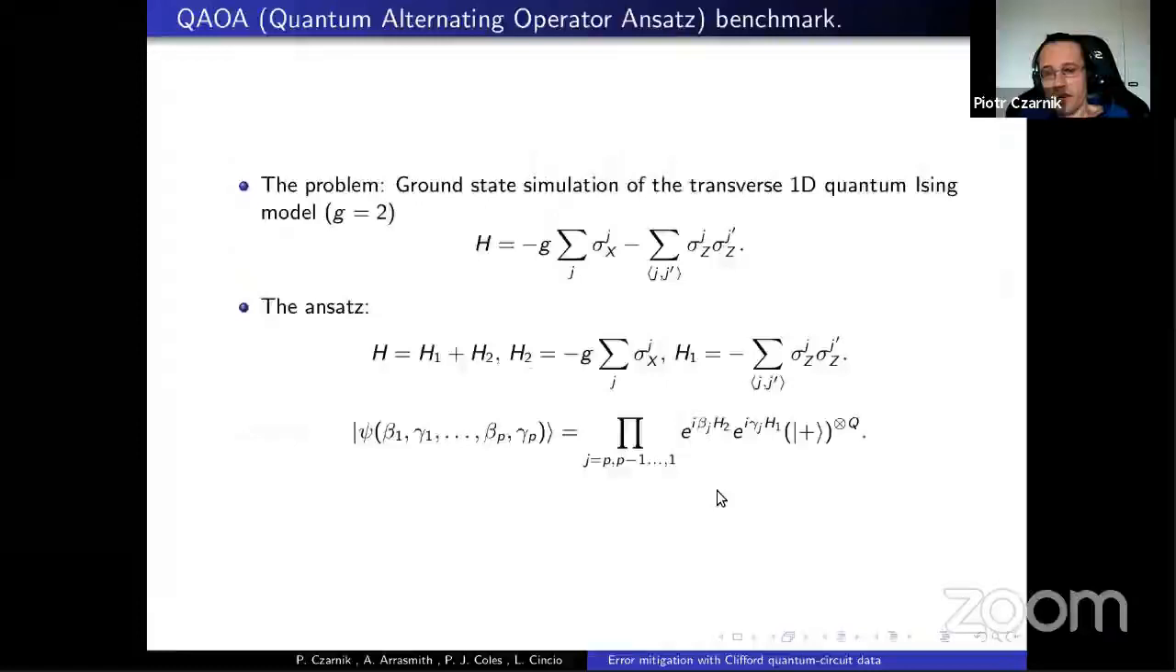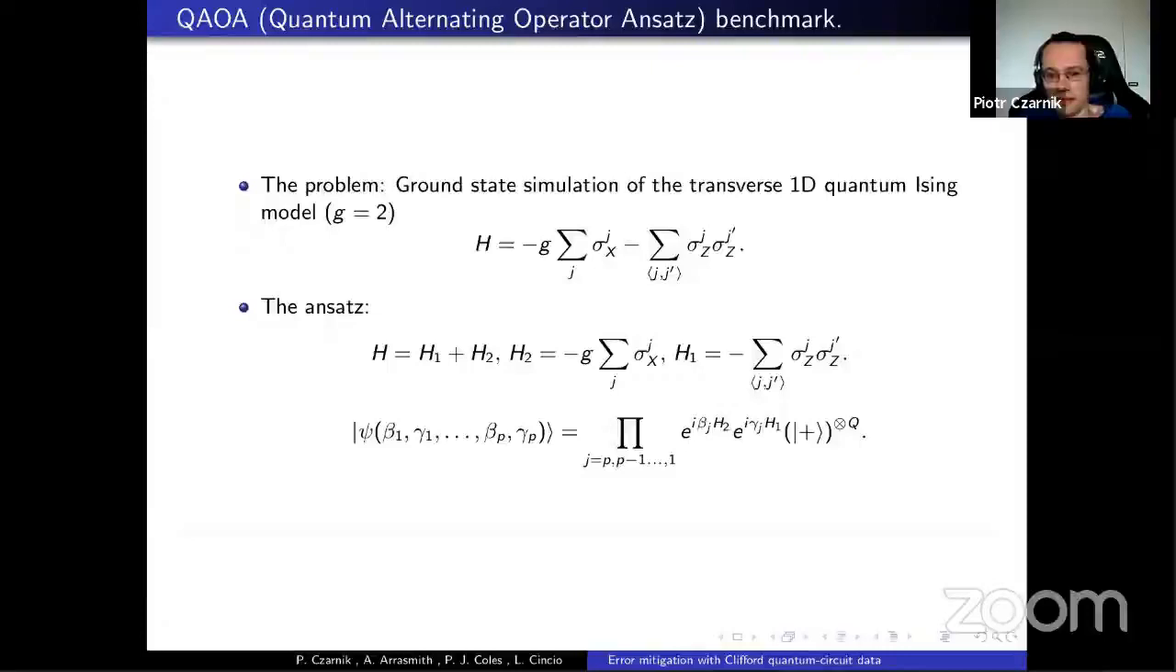To convince you, hopefully, that this method can give us a good improvement of our noisy results, I'll show you benchmark results. First, the first benchmark which we performed was simulations of the ground state of the transverse 1D quantum Ising model. This model is a paradigmatic model of condensed matter physics. It is also well known that its ground state can be simulated with good accuracy by the quantum alternating operator ansatz, QAOA, about which we've heard already a lot during this conference.